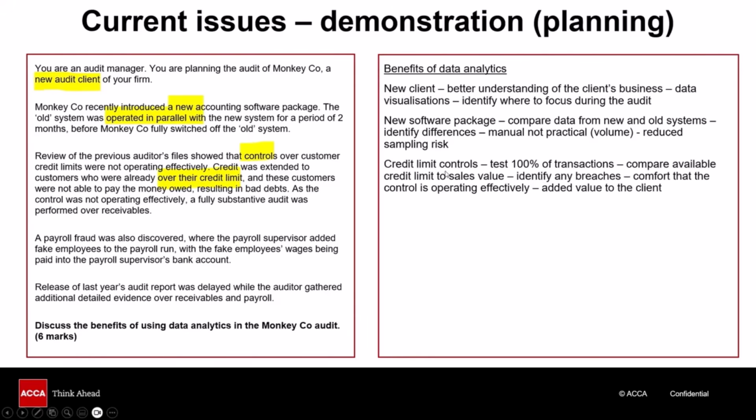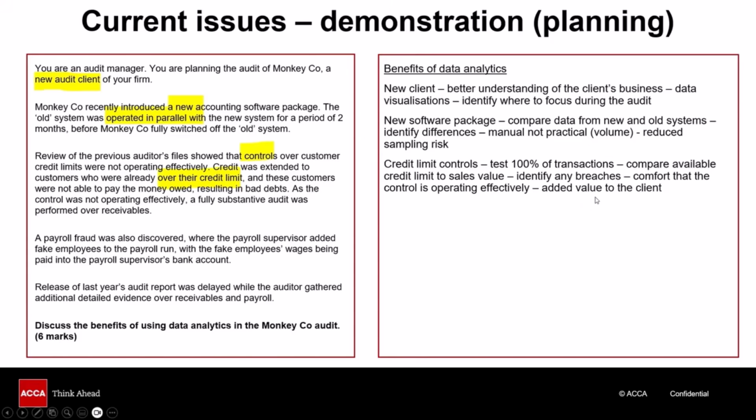So with these credit limit controls, we can test every single customer and compare their credit limit, what they should be allowed, to how much they were sold. And if they were sold more than their credit limit, this control was not operating. We can identify any breaches. And if there are no breaches, that tells us the control is operating effectively. That's good for our audit, but it also is good to be able to report that back to the client.